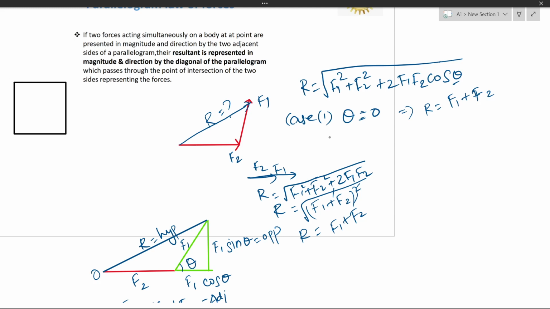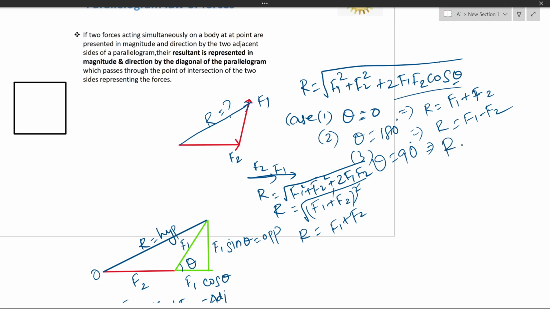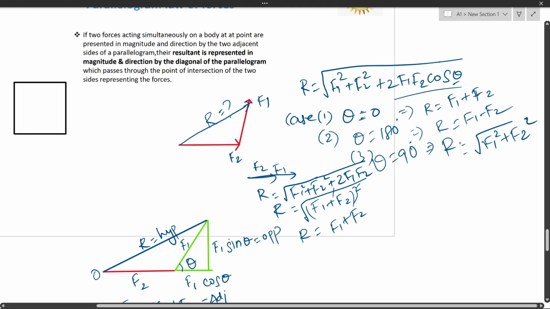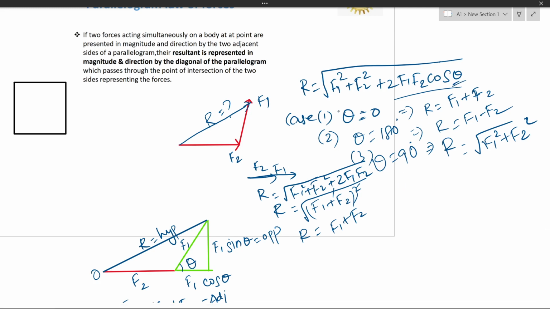In the same way, if theta is equal to 180 degrees, cos theta would be minus 1, so the resultant value would be F1 minus F2. Consider the third case: theta is equal to 90 degrees, so cos 90 is equal to 0. This whole term gets cancelled. R is equal to root of F1 square plus F2 square. For any angle value other than these, we can substitute here to find the resultant value.